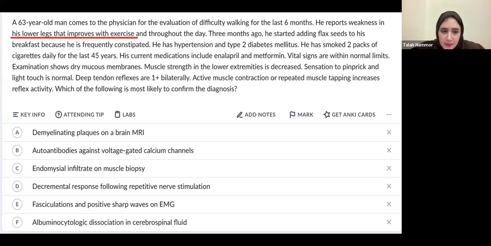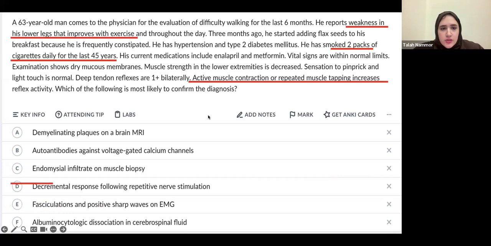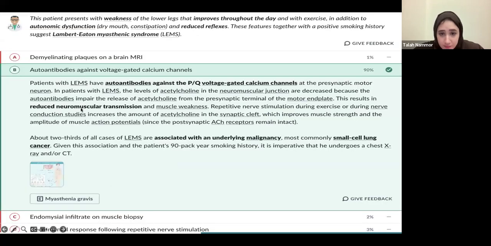Okay, everyone is saying B. You guys are right. What is this called? What is this paraneoplastic syndrome? Right, Lambert. So it is Lambert-Eaton syndrome, and it's usually caused by small cell lung cancer. Okay?